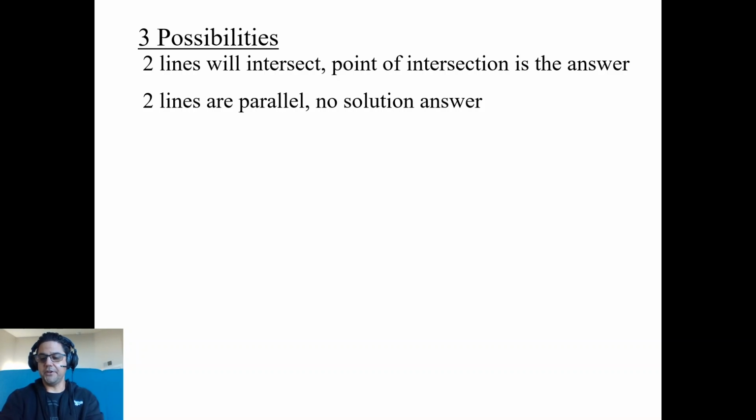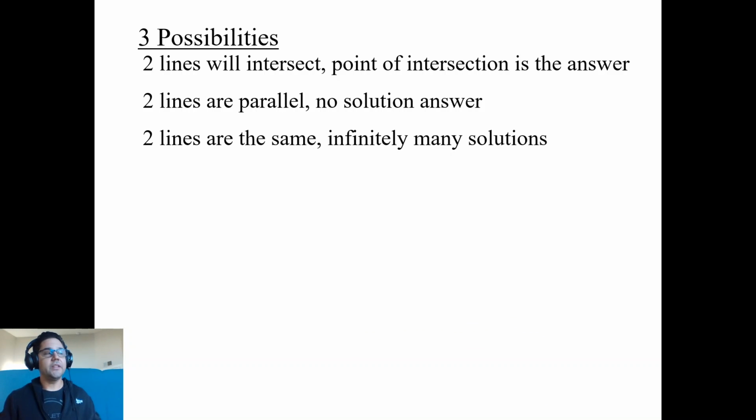And then the third possibility is that both lines are really the same, because when you go to graph them, you would only visually see one line on the graph, which means since they are the same line, they have infinitely many solutions in common. So there's not one point of intersection because they're not two separate lines.